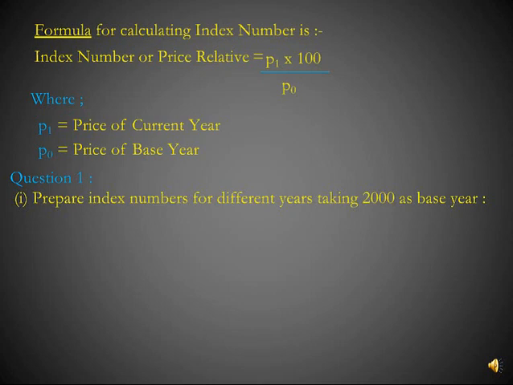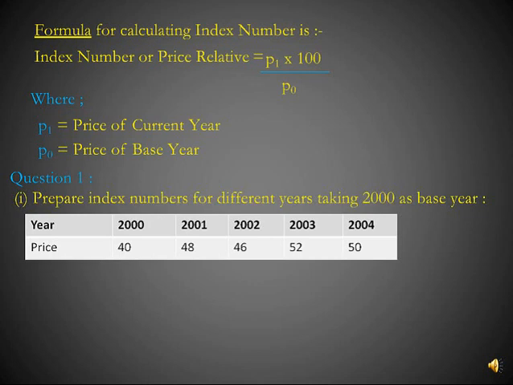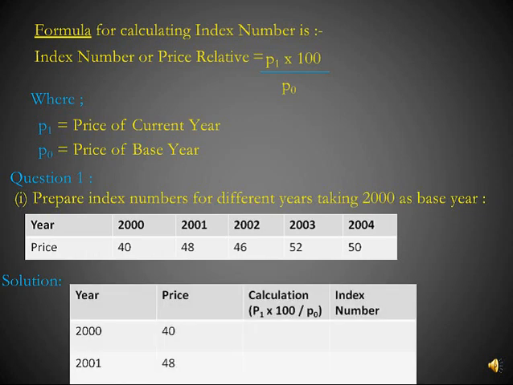Our question 1 is, prepare index number for different years taking 2000 as base year. Here data is given for different years, prices are given, and you have to find index numbers for different years taking 2000 as base year. Let's do it. You will prepare 4 columns for it. First 2 are for year and price, whose data is given in the question, and third one is for calculation, where you have to do the formula P1 into 100 upon P0, and fourth one is for the final index number that will be calculated.